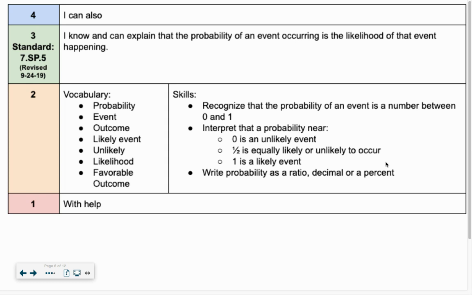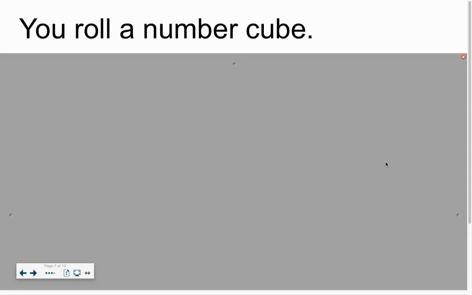So here again, you can see we already covered this interpreting unlikely, equally likely, and likely events. We're talking about probability between 0 and 1, and now we're going to work on this, a skill, so that we can be right up here where we want to be, a level 3, where you can say, I know, and explain the probability of an event, and then, of course, explain it as occurring the likelihood of it happening. So let's talk about, again, number cube.